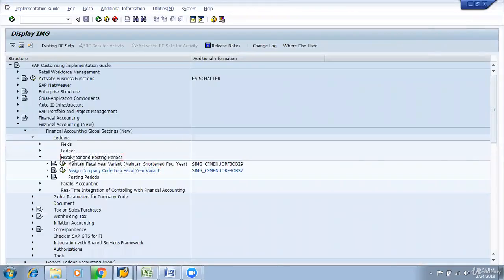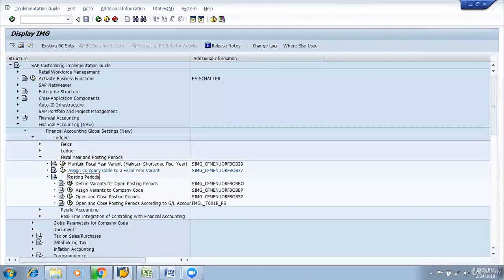In the same head, fiscal year and posting periods, we have covered fiscal year variants. Now we are up to posting period variants. Under posting periods, we have this menu. You have 4 options, but we will be looking after only 1, 2, and 3. You may be seeing 3 options here, but I'm seeing only 2 here. I'll tell you how. Let's go to the first option, define variants for open posting periods.